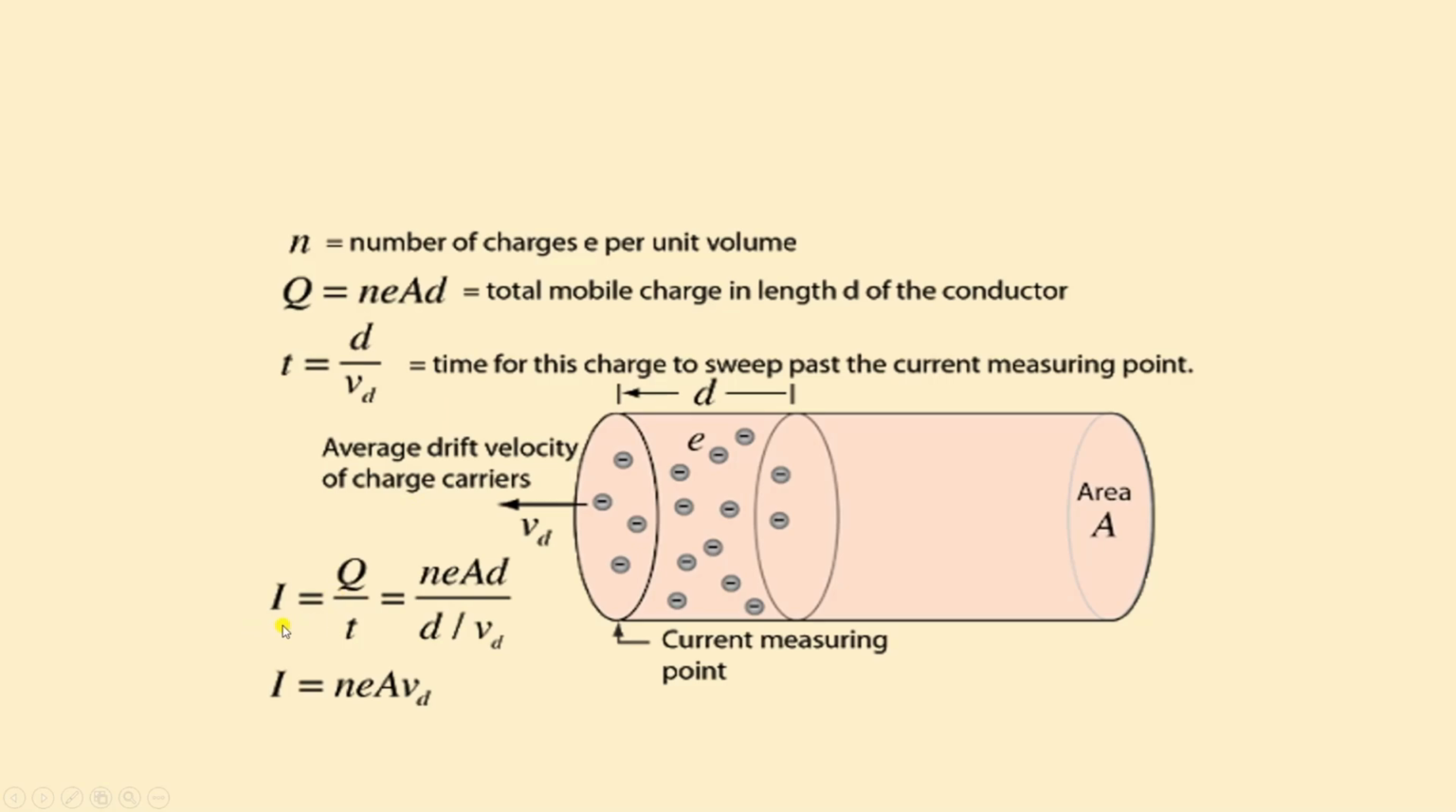So the current I is given by charge upon time. Charge is equal to nAeL, and the time that we have calculated is L upon Vd, where Vd represents the drift velocity. Then current I will be equal to nAeVd.